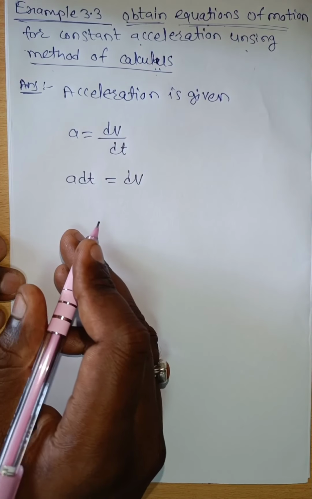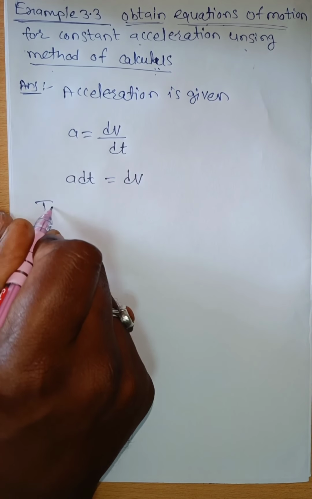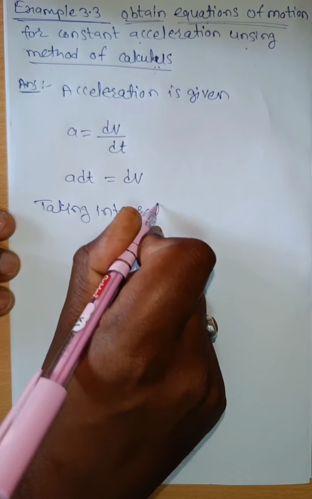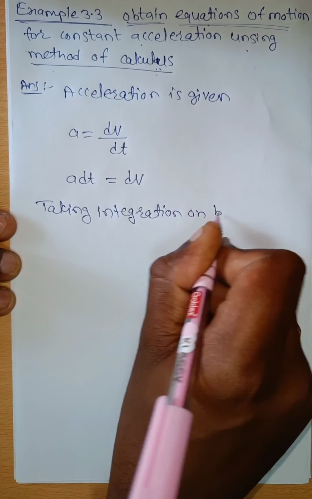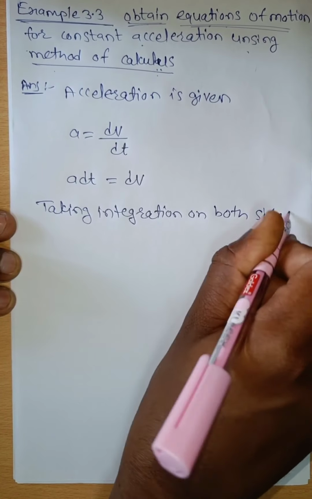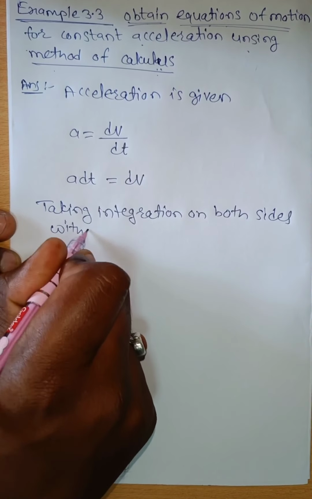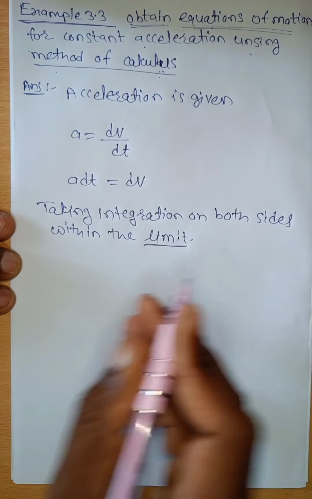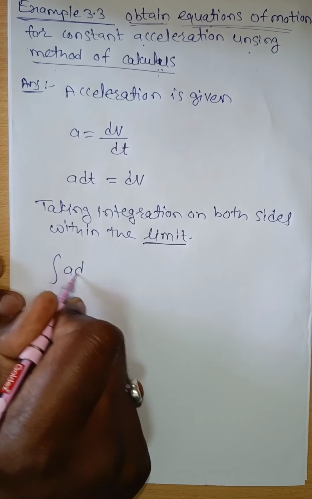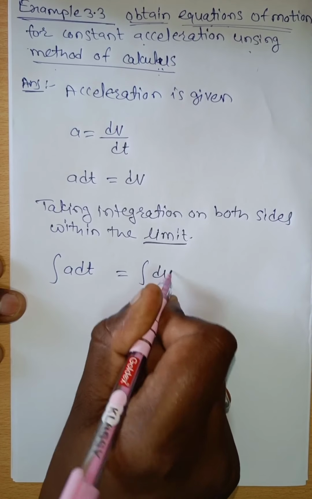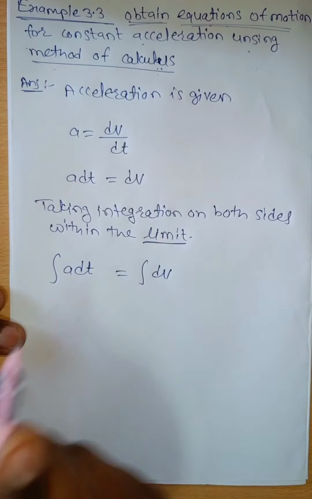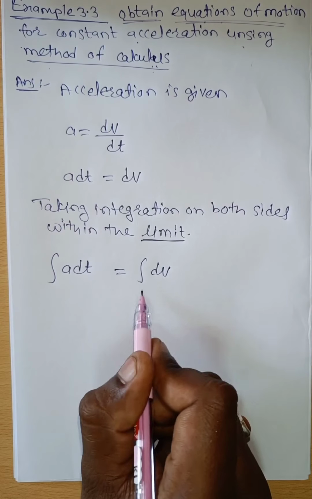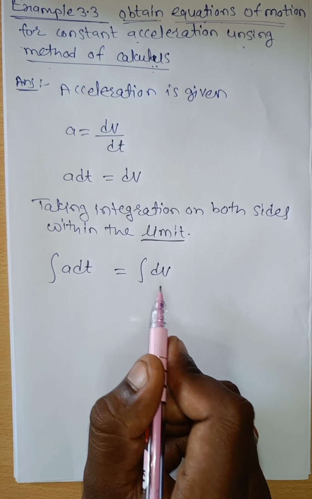Then taking integration on both sides within the limit. Taking integration on both sides within the limit. Okay, now that is the integration of a into dt, which is equal to the integration of dv. Means we have to integrate both sides.